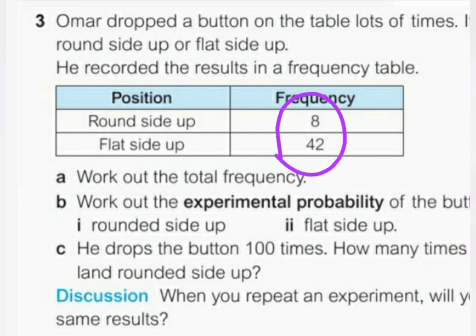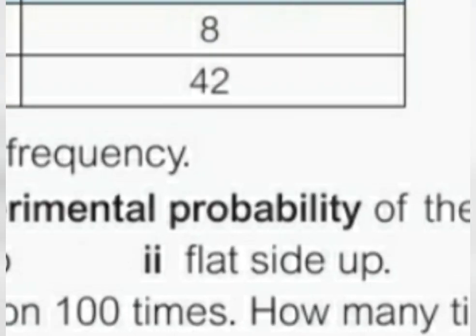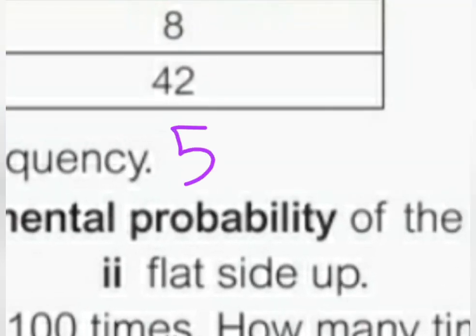Now, working out the total frequency is easy. You just add the frequencies together. So 8 plus 42 equals, very good, 50. So the answer is 50. This is the total frequency.